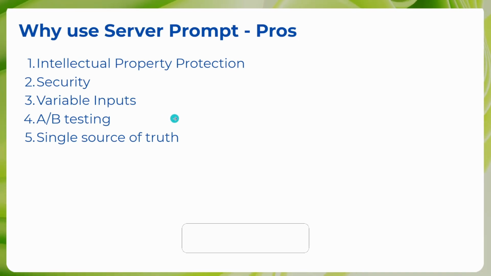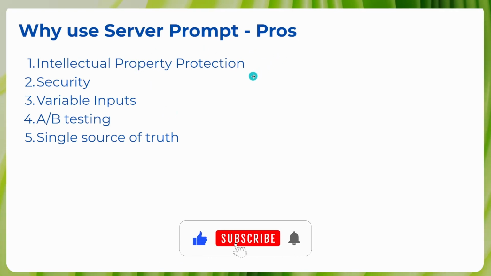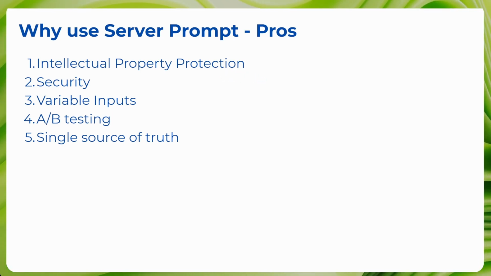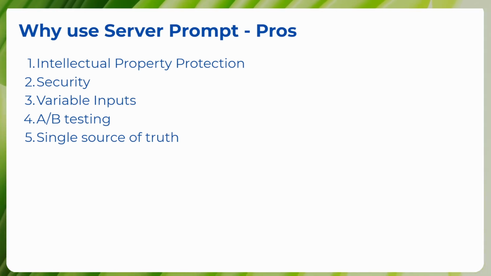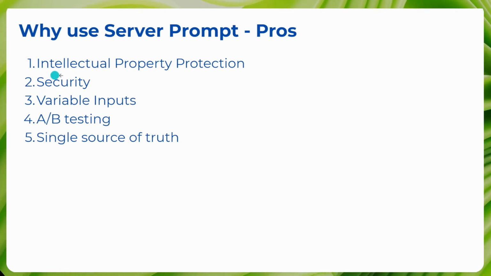So what are the benefits of using server prompts, especially on the client side? First is intellectual property protection. If you have some kind of prompt strategy that makes your AI application better than your competitors', then you want to protect your prompt strategies. You cannot put those prompts on the client side because they are easily copyable. Hence, all the prompts are stored on the server.